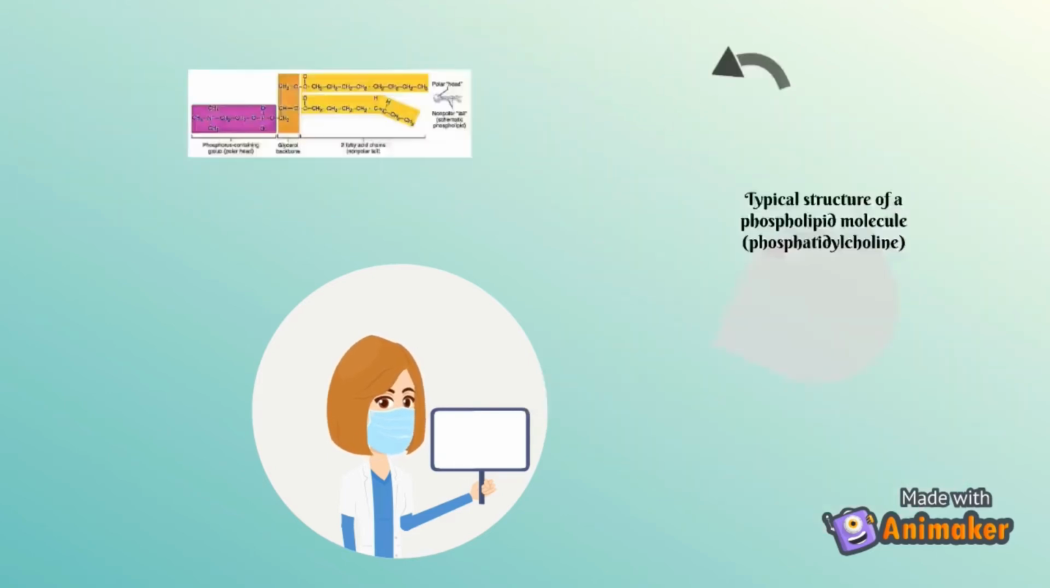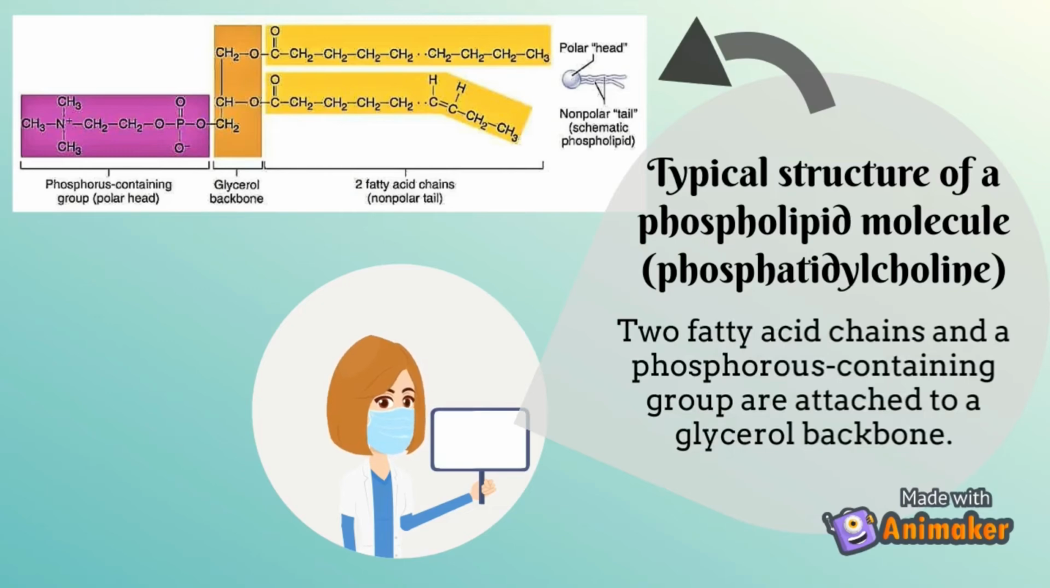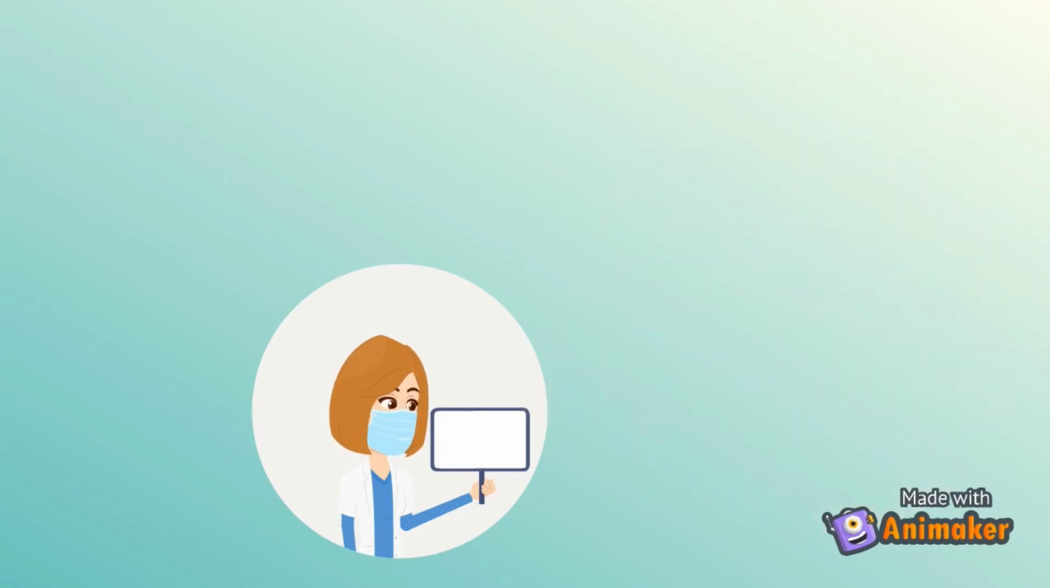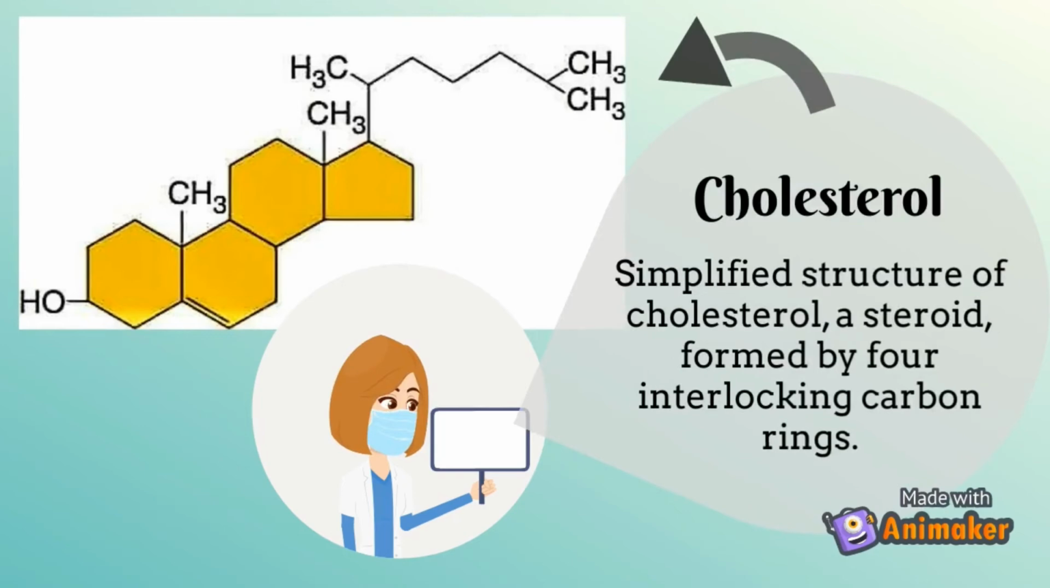Next is the typical structure of a phospholipid molecule, phosphatidylcholine. Two fatty acid chains and a phosphorus-containing group are attached to a glycerol backbone. Lastly, cholesterol. Simplified structure of cholesterol, a steroid formed by 4 interlocking carbon rings.